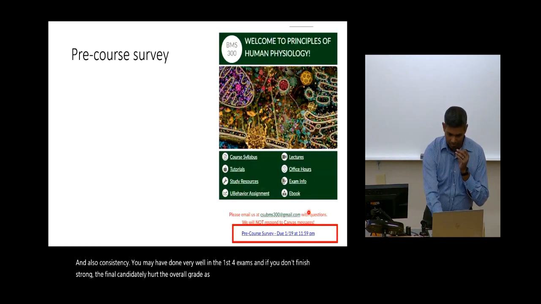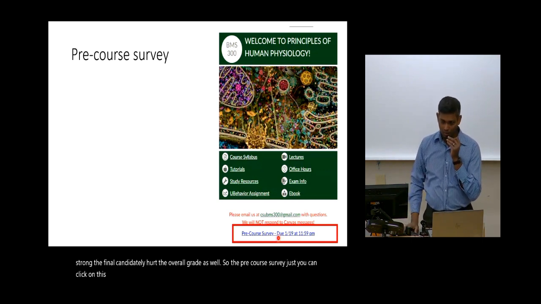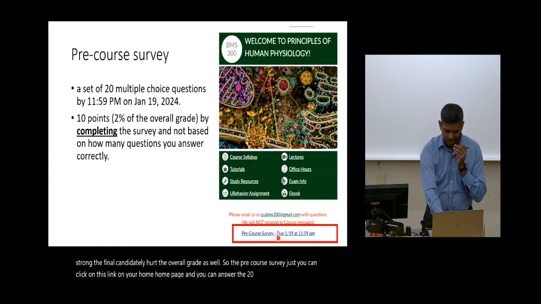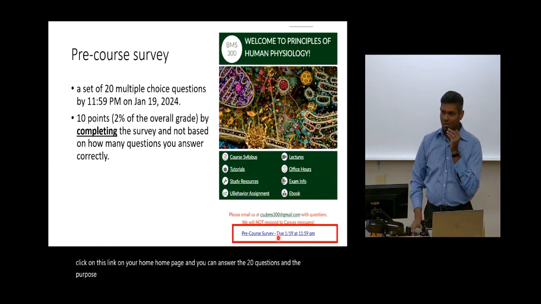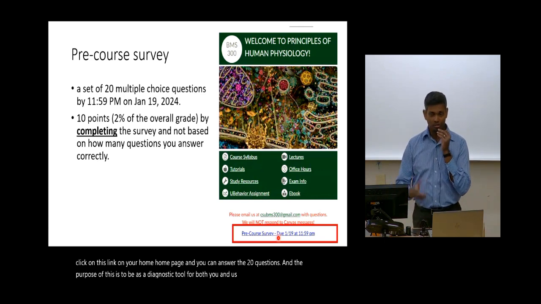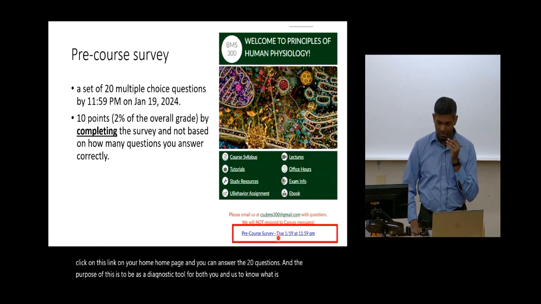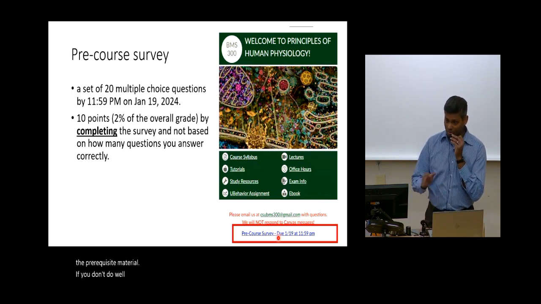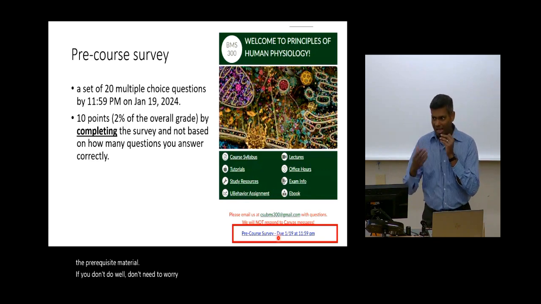So for the pre-course survey, you can click on this link on your homepage and answer the 20 questions. The purpose of this is to be a diagnostic tool for both you and us to know what your grasp is on the prerequisite material, right? And if you don't do well, don't be too worried. Just know that you should act on it, right?